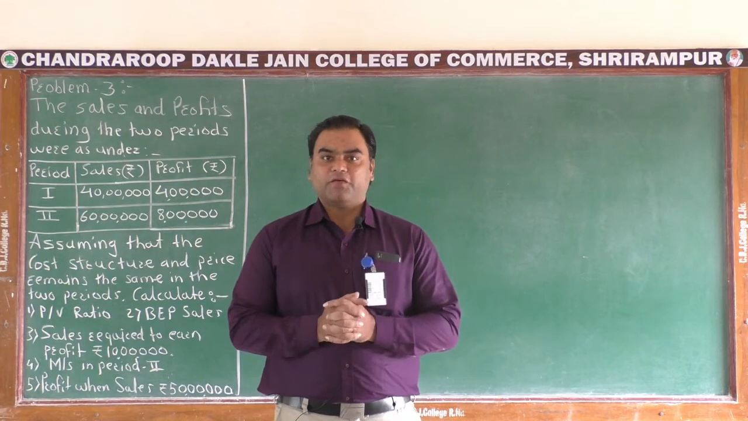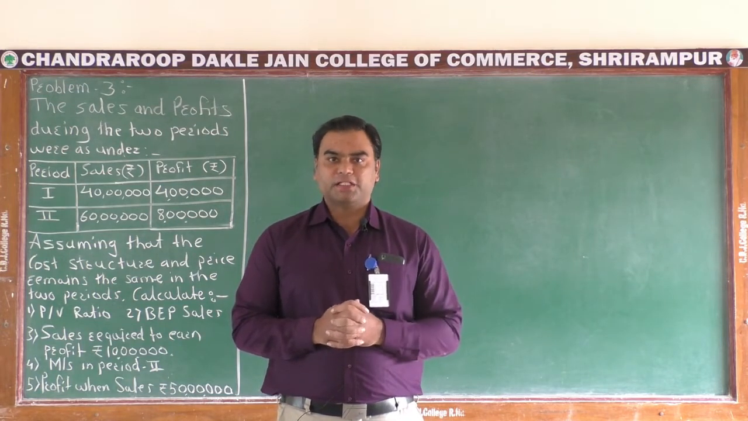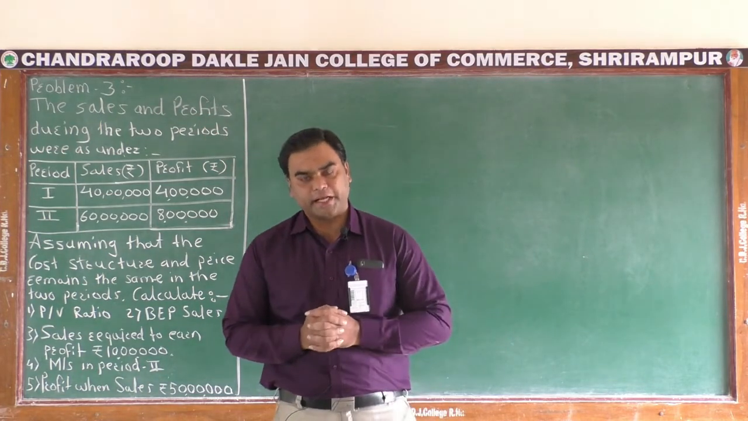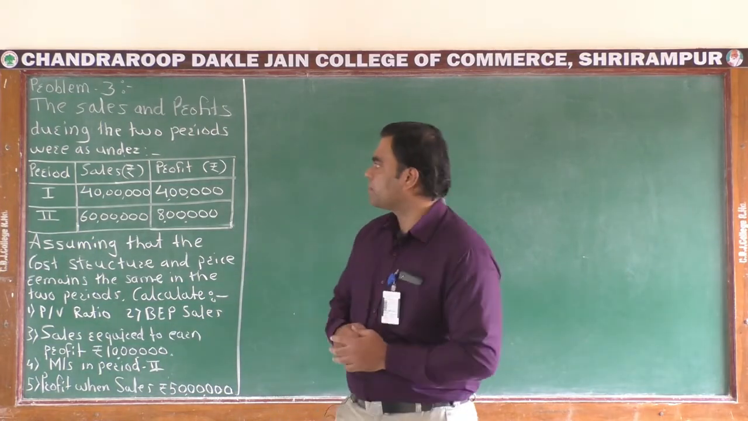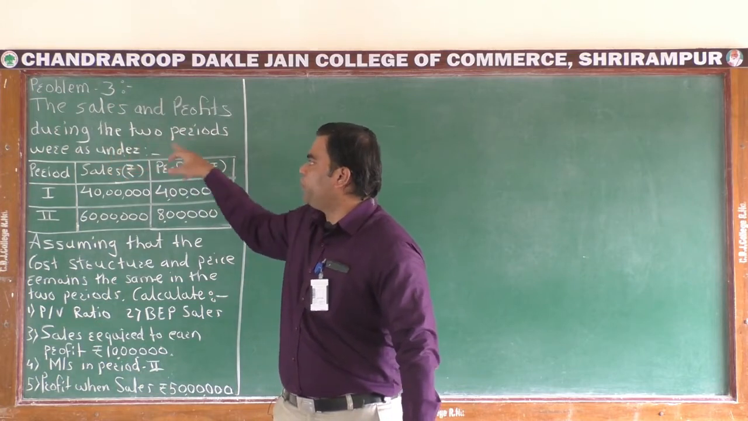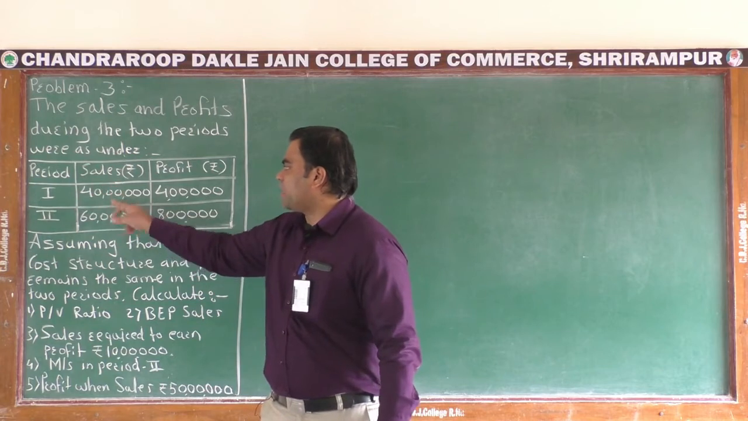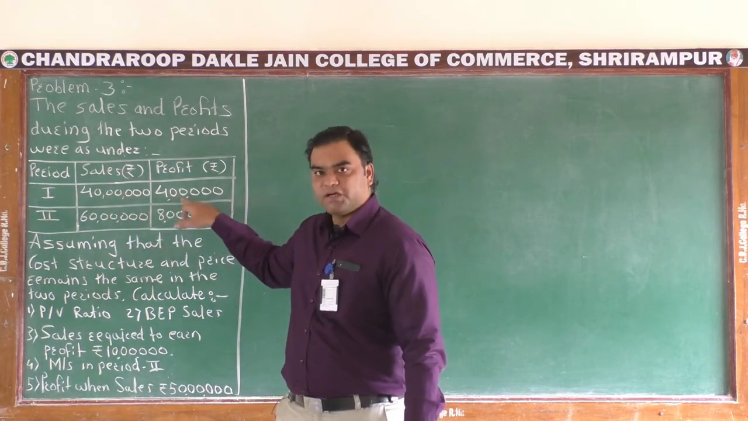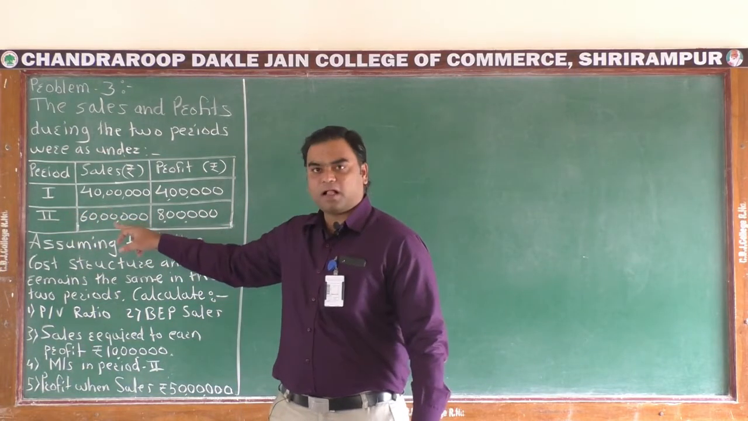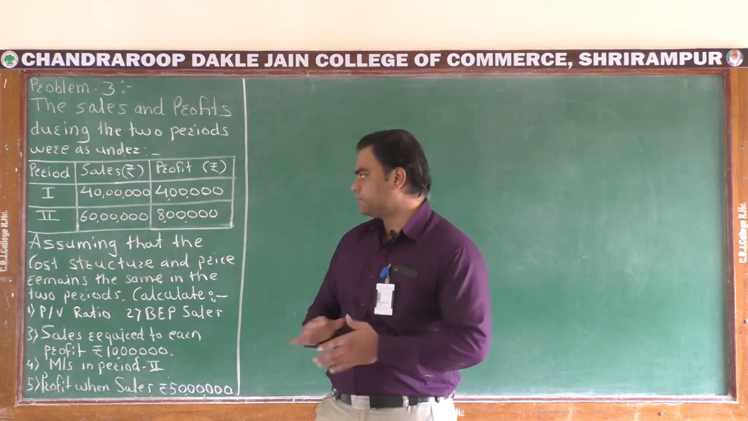In our last lecture, we have taken second problem on marginal costing technique. Now today in this lecture, we are going to take third problem on marginal costing technique. So let's start. In our problem, the sales and profits during the two periods is given. Period 1, sales are 40 lakh, profit rupees 4 lakh. Then in period 2, sales are rupees 60 lakh and profit is rupees 8 lakh.